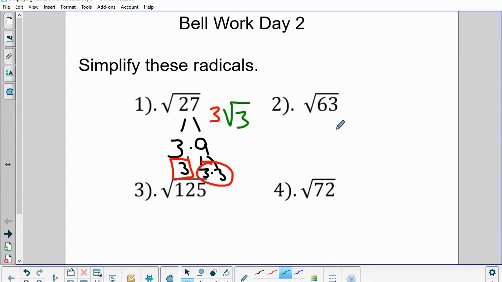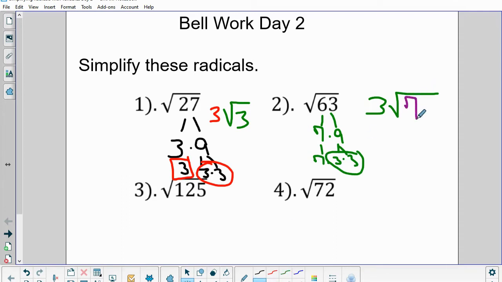All right, for 63, that breaks down into 7 times 9. And 9 breaks down into 3 times 3, and they're all prime factors now, so that's as far as we can take this factor tree. So if we take one of this pair of 3's out to the front, what's left behind inside the radical would be that number 7 right there. So we write down the number 7.